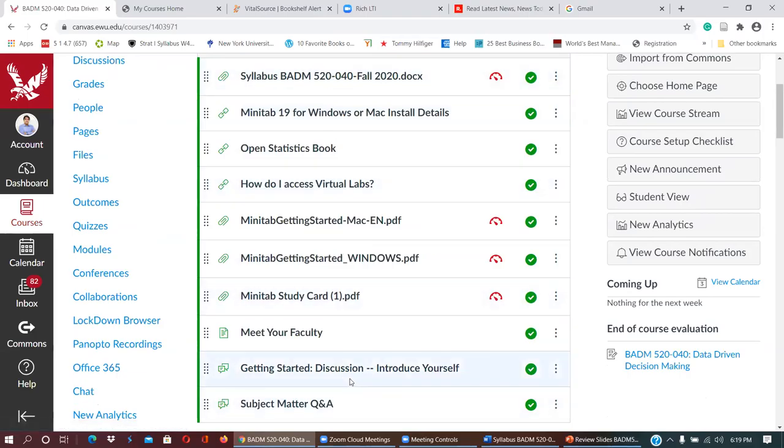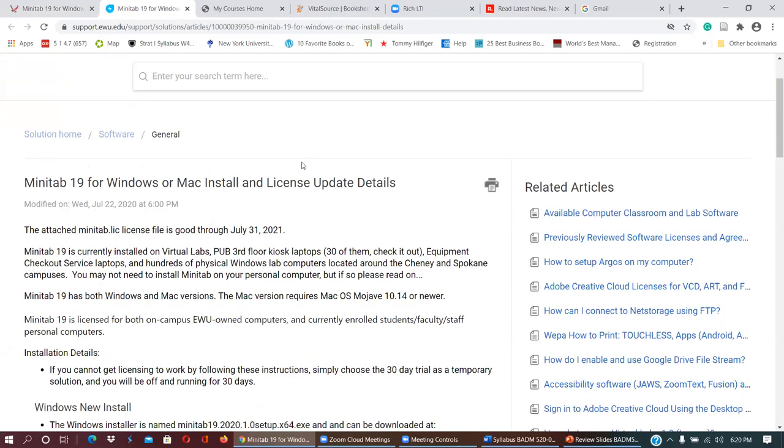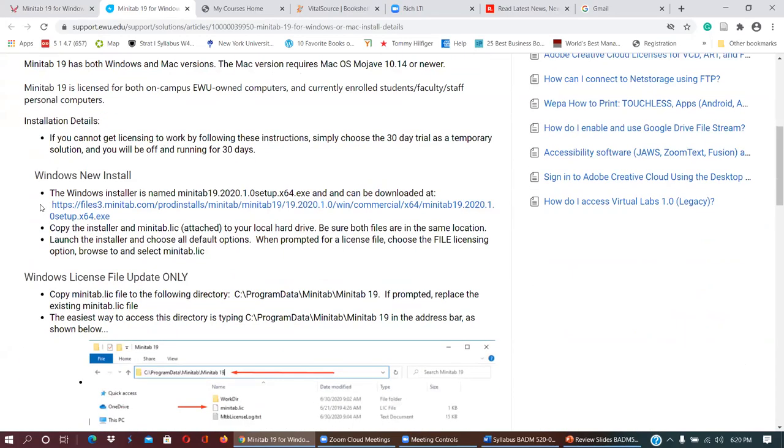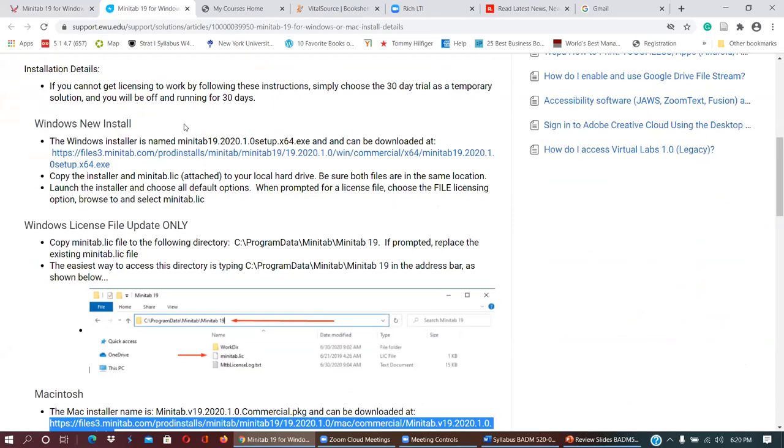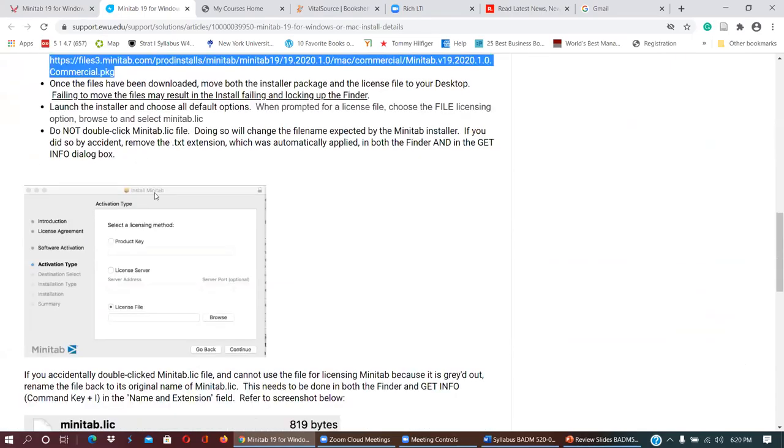Can you see this? Here we have the syllabus. Here we have Minitab for Windows and Mac. So look into this, and those who have Windows can download this file, those who have Mac can download this file. Once you download, this is an installer, you can install. At the last option, when you are about to finish the installation process, it will ask for the license. Select a license method: if you have product key, license server, or license file.